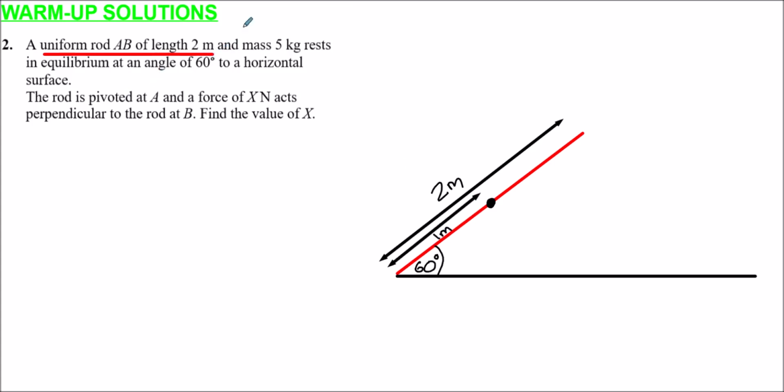So it says being pivoted at A, so I'm going to call this point here A, that's where it's hinged. The other end is going to be at B. And we need to add in the weight as well. So its mass is 5 kilograms. That's the same as saying that its weight is acting down and is equal to 5g.